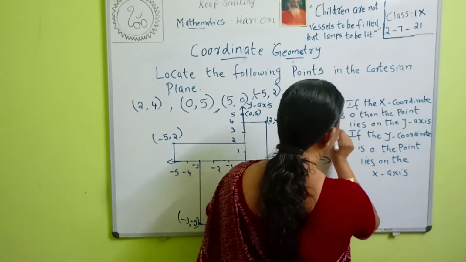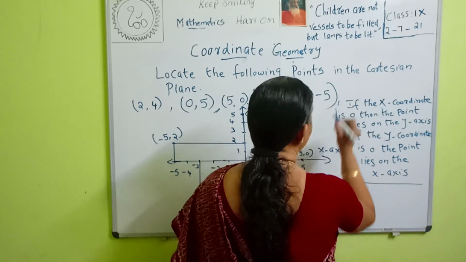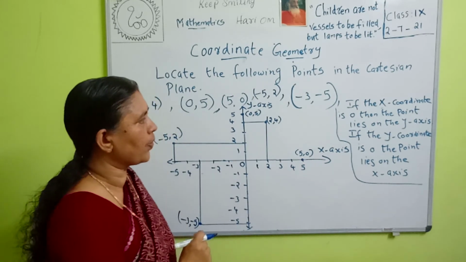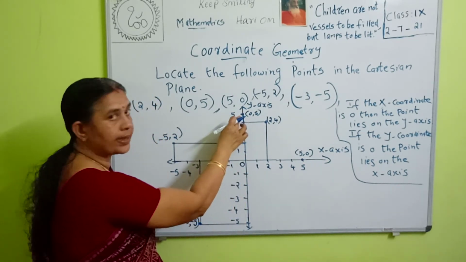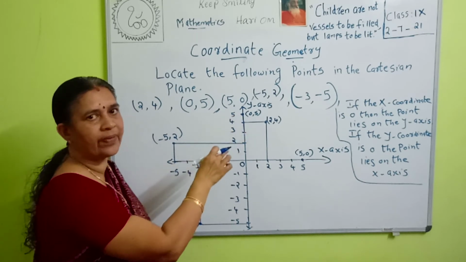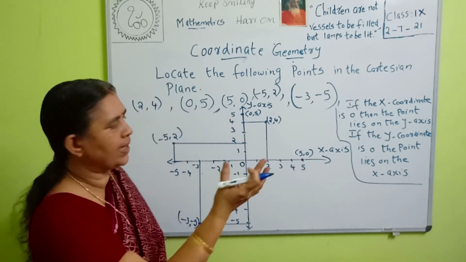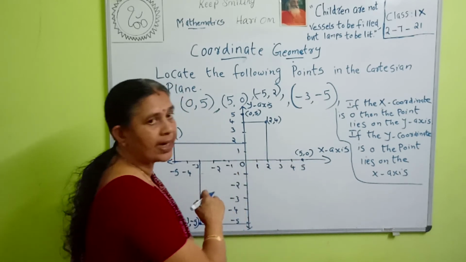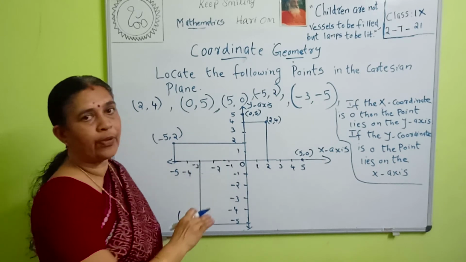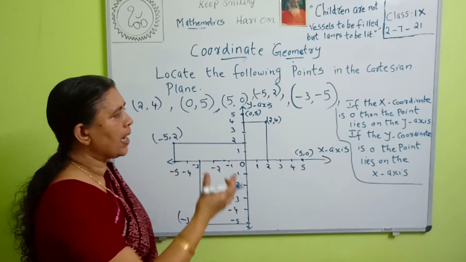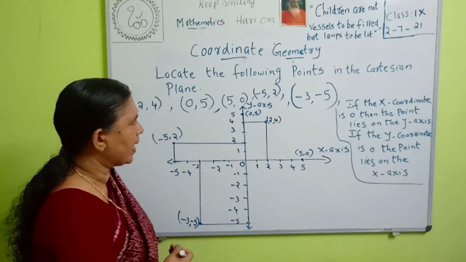So if the x coordinate is 0, then the point lies on the y-axis. Here the y coordinate is 0. 5, 0 means the y coordinate is 0. So the point lies on the x-axis. You remember it. So if the x coordinate is 0, then the point lies on the y-axis. And if the y coordinate is 0, the point lies on the x-axis.